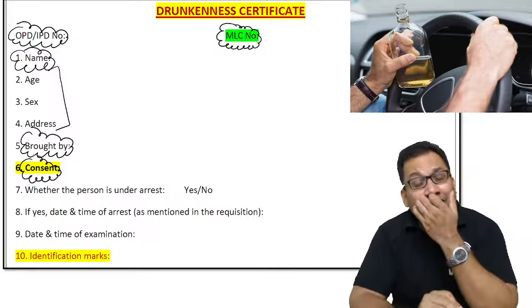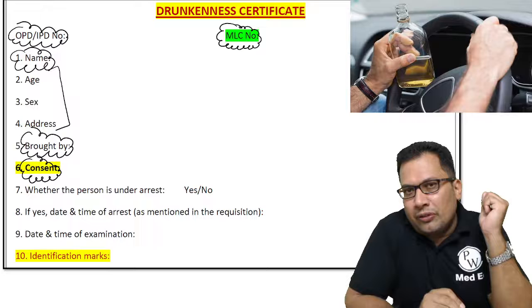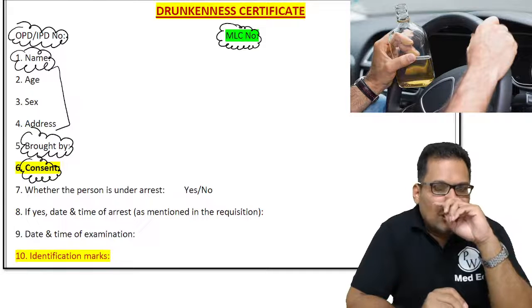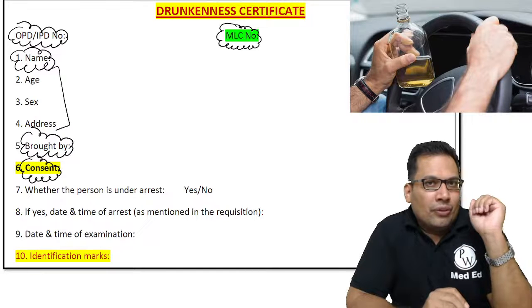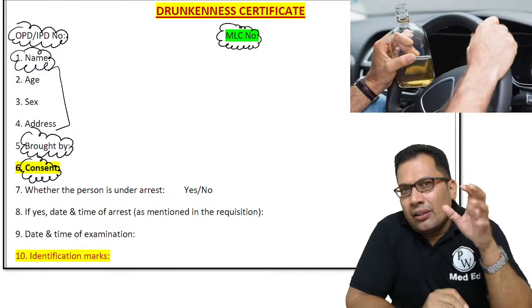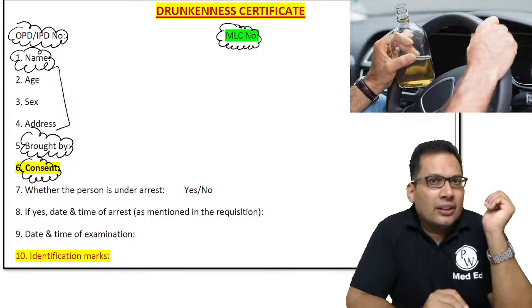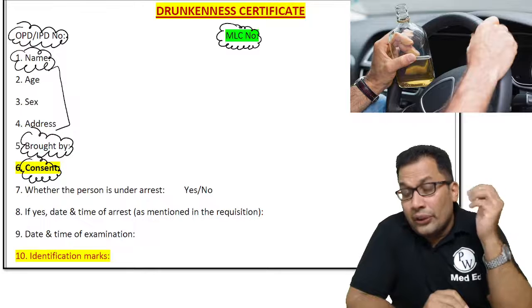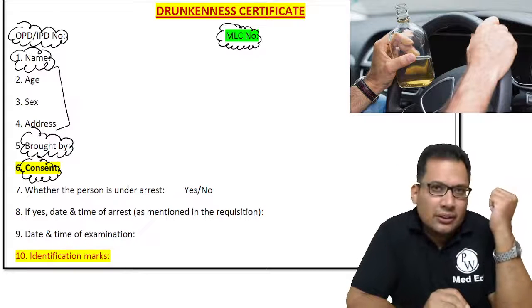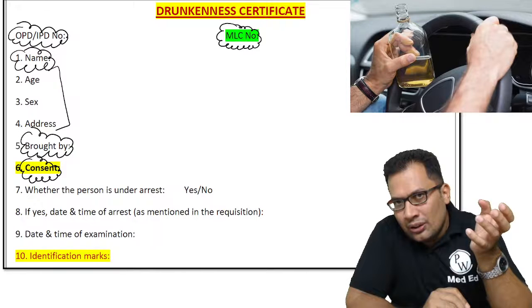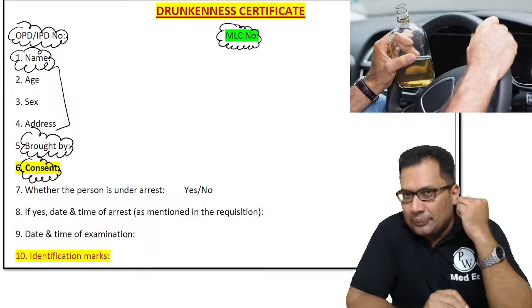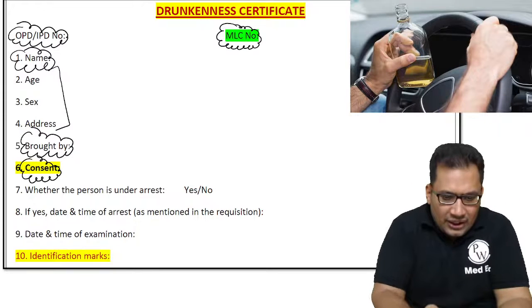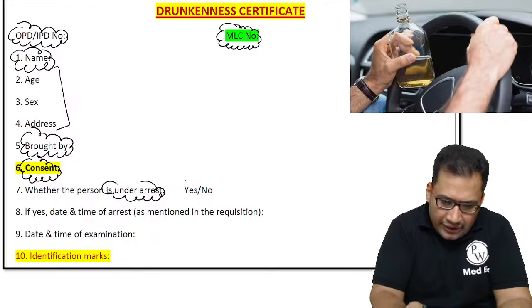So you can take written consent in case of examination of drunken person. But if the person is arrested, then under 53 CRPC, the consent is not needed. You can examine even without consent from the patient. Even with reasonable force, you can take the requisition from the police officer at that time. So that can be asked in your exam. Whether the person is under arrest, yes or no, that you can mention.